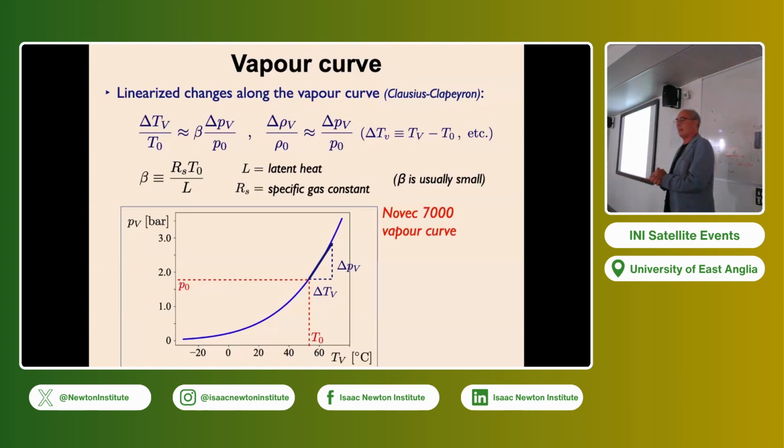we can summarize as: relative changes in density and pressure are similar, whereas relative changes in temperature are smaller by a factor beta. And beta is defined as R_s T0 over L, where R_s is the specific gas constant of the gas that we're using, of the vapor that we're using, and L is the latent heat. Beta is usually small, so 0.01 to 0.1.